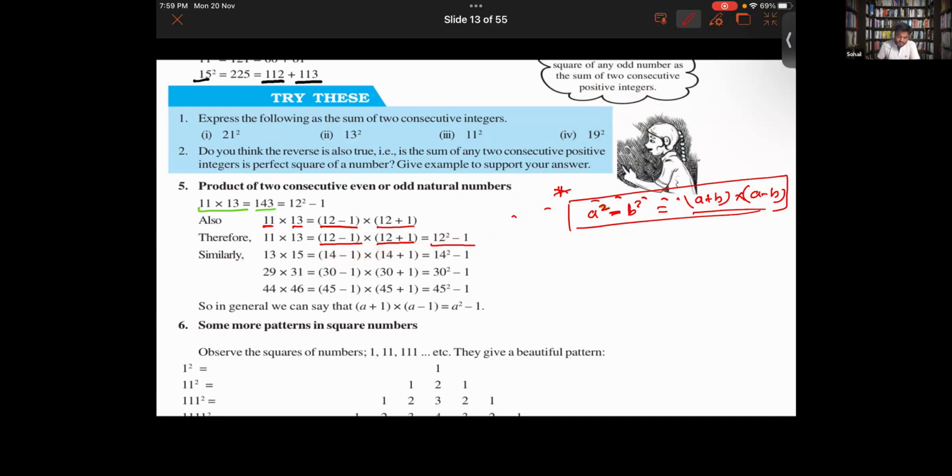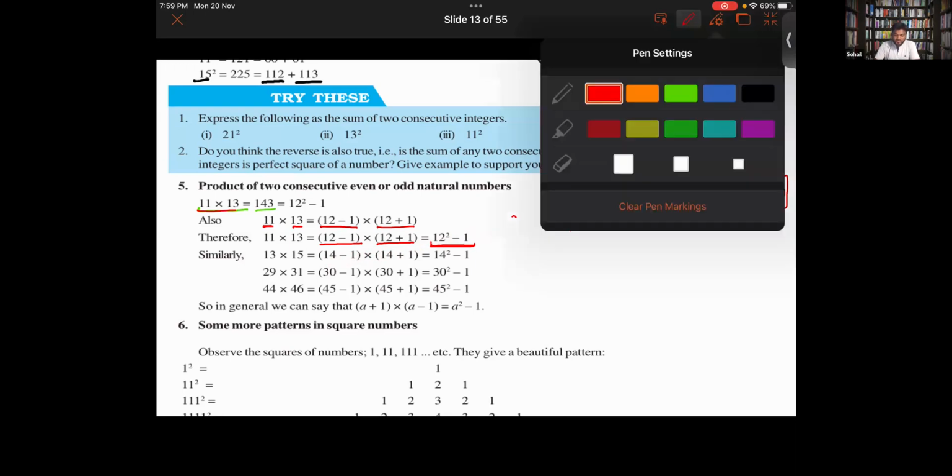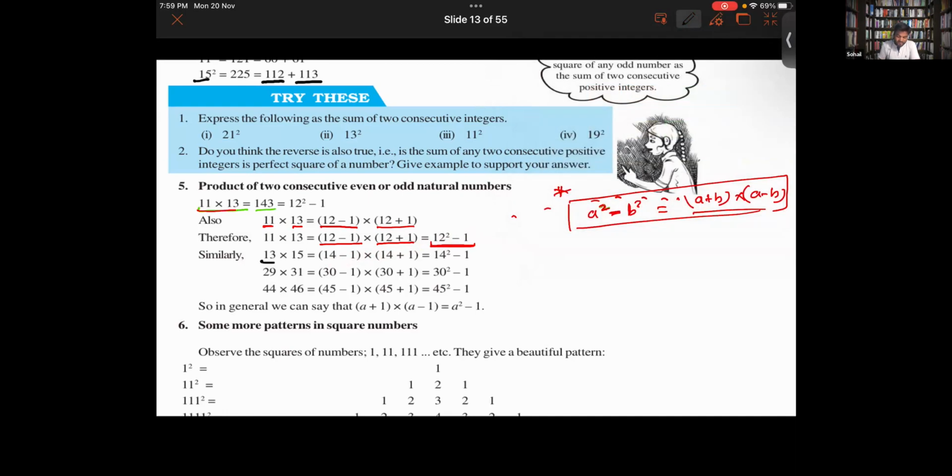So here you are getting 11 multiplied 13. You can write it as 12 whole square minus 1, right? Same thing can be done for other numbers also. Like you have 13 multiplied 15. So I'm writing it as 14 square minus 1, right? 29 multiplied 31. Both are two consecutive odd numbers. They are being multiplied. So I can write them as 30 square minus 1. I hope the calculation is clear to you guys. It will be more clear if we were to solve some questions.